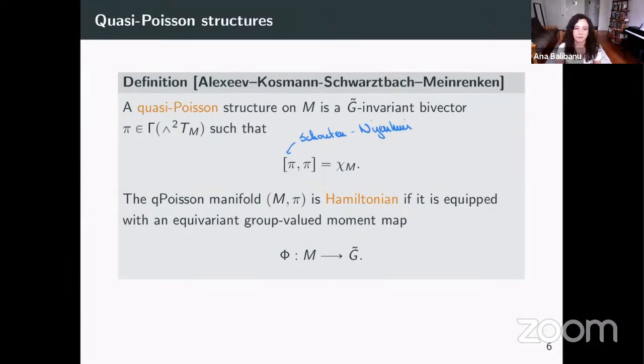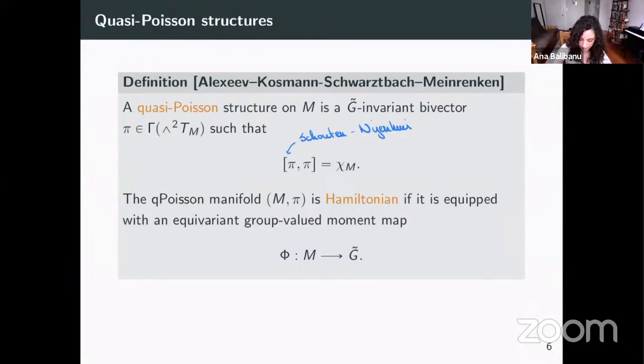So I've attributed this definition to the authors of this paper where I learned about quasi-Poisson manifolds, but there are several other papers from the same period written by subsets of these authors and also other people on adjacent topics. And this is not something that I'm an expert in. So if I've made a mistake in my attributions in this talk, I would be grateful if someone corrected me.